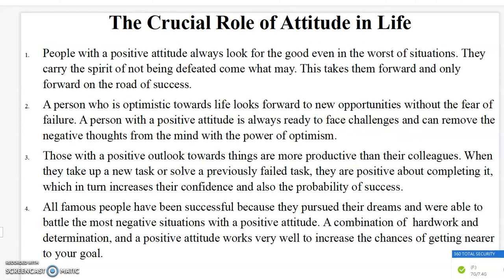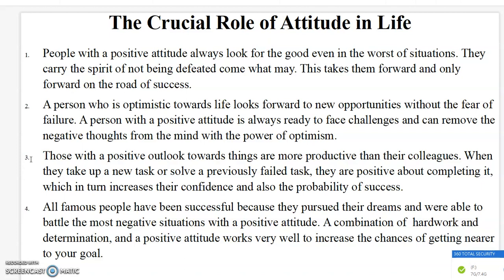Now, lastly, I want us to look at the crucial role of attitude in life. Here we ask ourselves, does attitude play any role in our lives? Yes. The answer is yes. So the following shows how crucial attitude is in our lives.